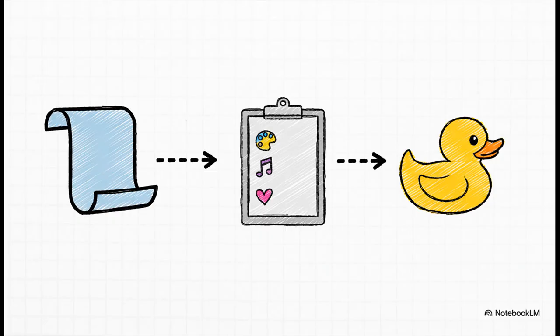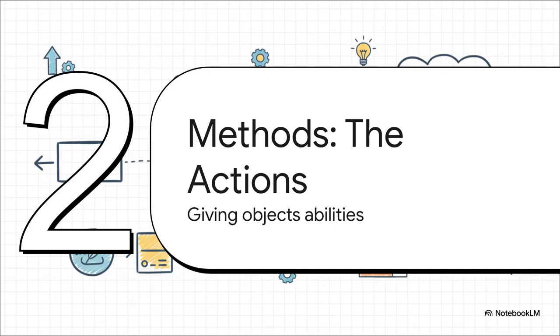Now, every good blueprint needs some setup instructions, right? In Python, that's this special __init__ method. You can think of it as the initializer. Whenever we use our duck blueprint to make a brand new duck, this init part runs automatically to set up its starting properties. It's kind of like a factory assembly line. Every single duck that rolls off this line is guaranteed to have a color, a sound, and something it likes. No exceptions.